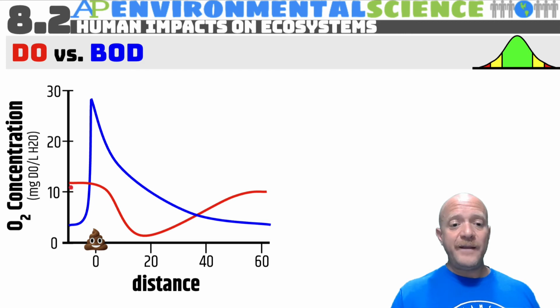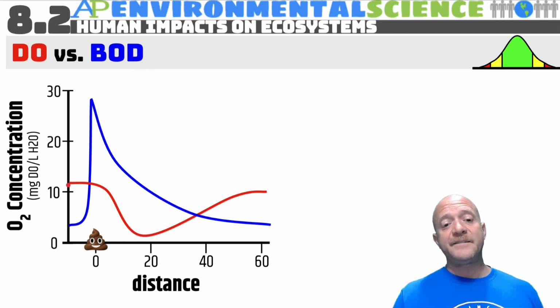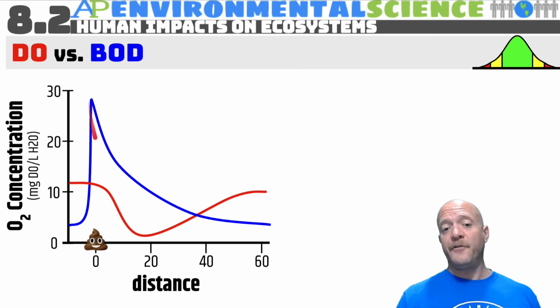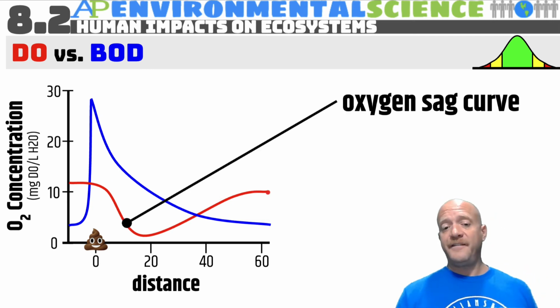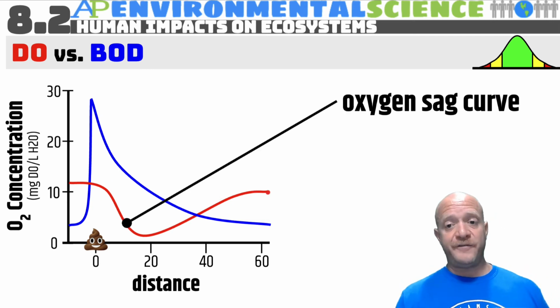Now, right here we have the demand, or the supply of the oxygen. So right here where we had this waste, the supply went down because there's a huge demand for it. So the oxygen is being consumed, the supply of oxygen goes down, and then eventually it will recover. And this is called the oxygen sag curve.